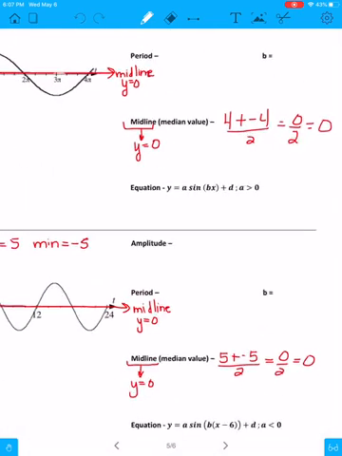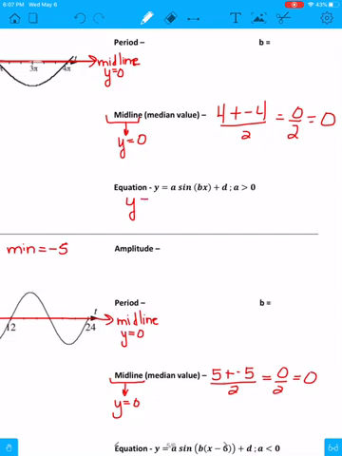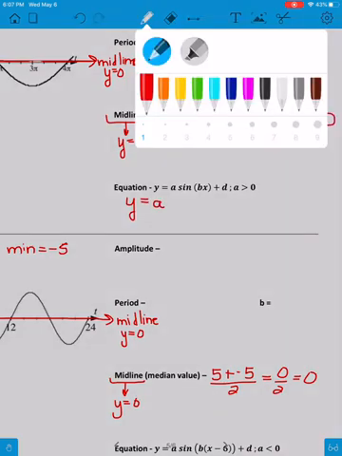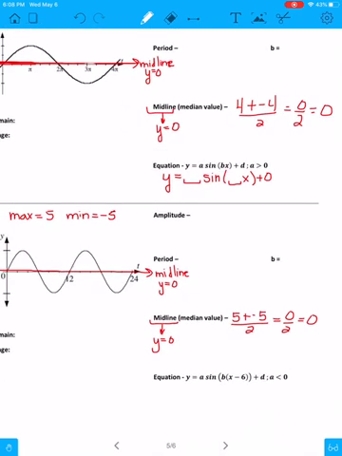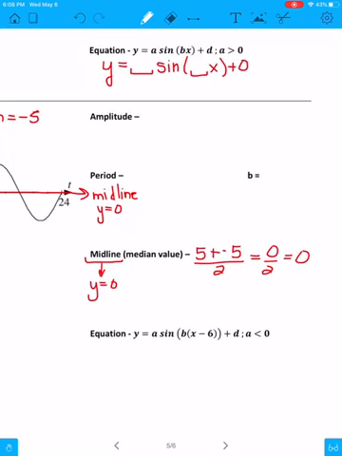Next page. We're going to get y equals a, we don't know yet, sine b, we don't know yet, x, plus d, and d is my midline, so it's plus 0. And we're going to go to this one. We're going to get y equals a, we don't know yet, sine, bracket, b, we don't know yet, x minus c, close bracket, plus d, which in this case is y equals 0, so we get a plus 0 at the back.